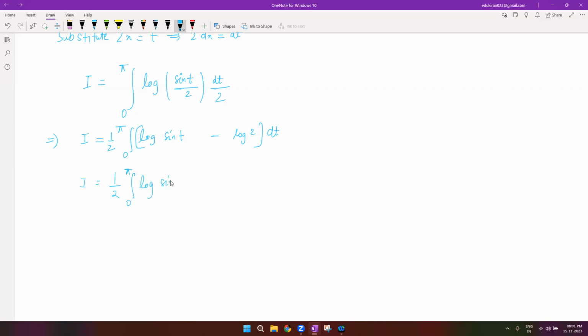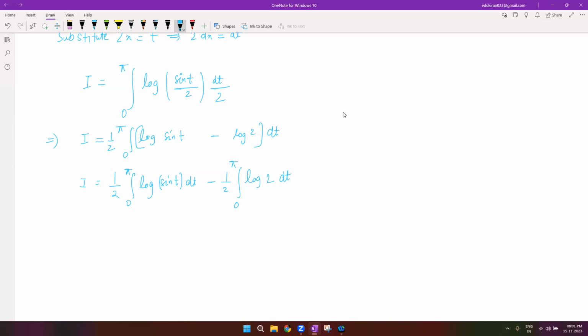Sir, can you explain? Which part? Just the above part. Sorry, which part? Sir, before substituting 2x equal to t.